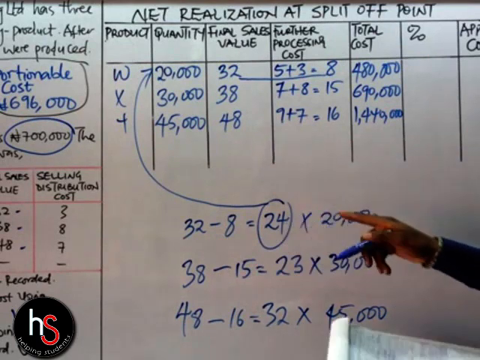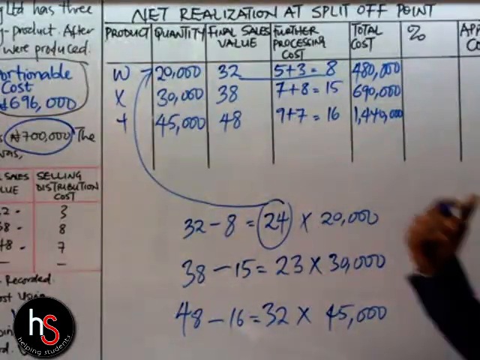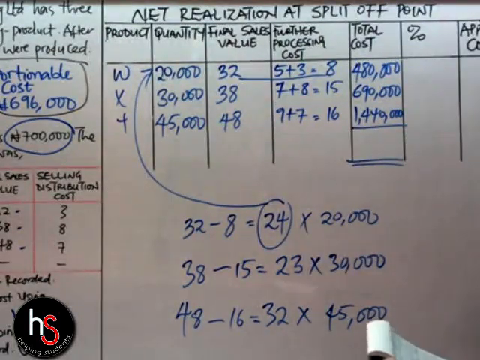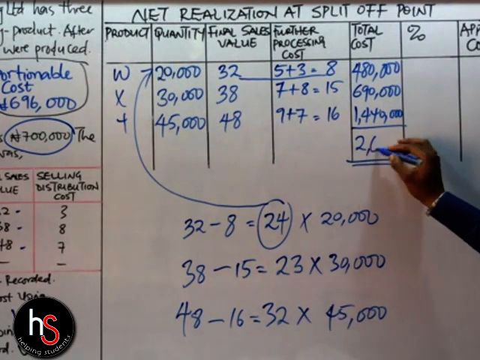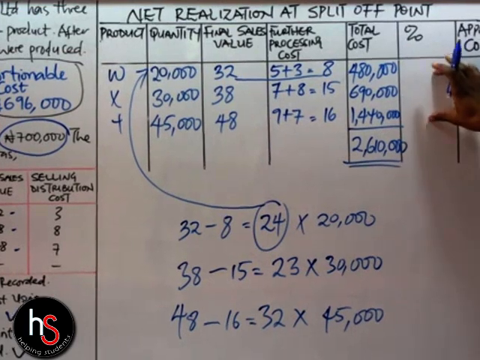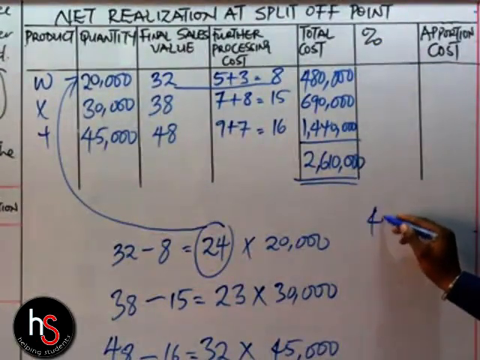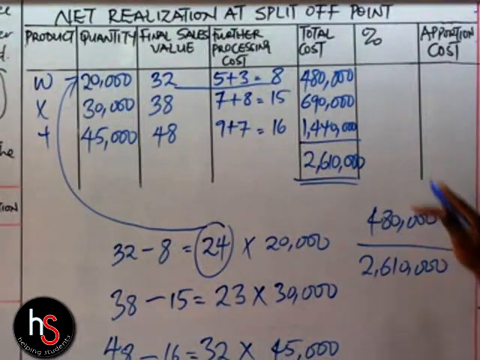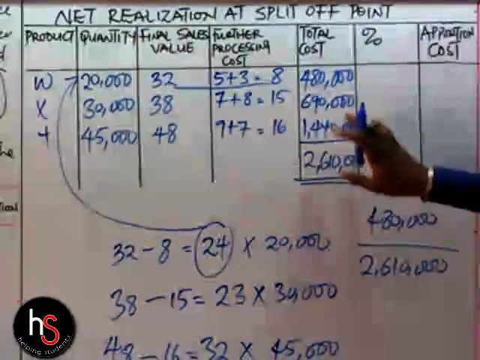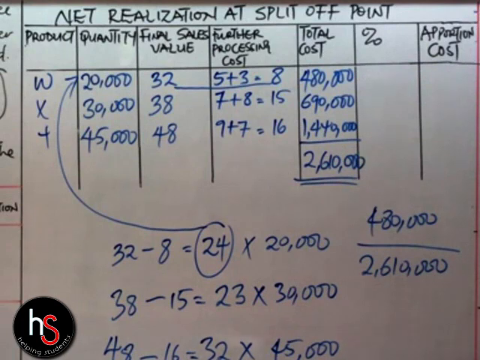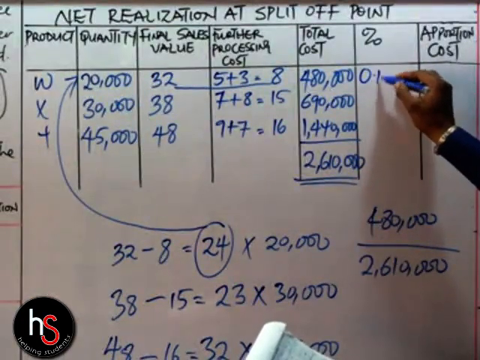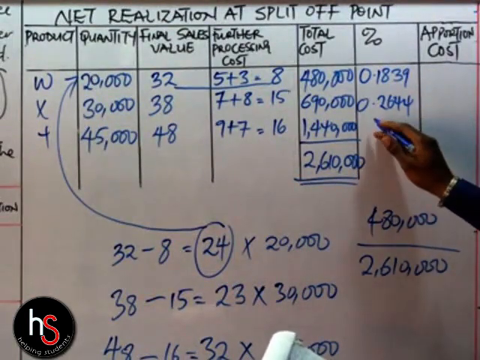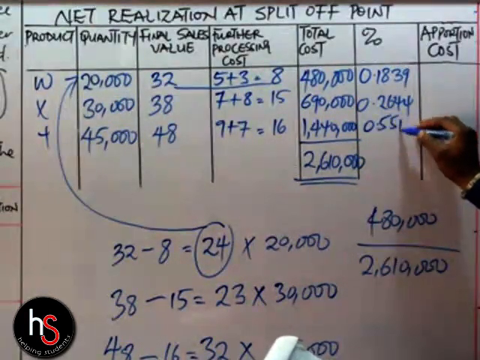32 minus 8 is equal to 24. Then 24 times 20,000 gives us the value. So we get the summation, and everything we have here gives us 2,610,000. So we'll now come over to the proportion cost, where we say 480,000 divided by 2,610,000. That gives us the value for W. We do the same, we get the value for X, and we do the same, we get the value for Y. So here we have 0.1839, here we have 0.2644, and this other one we have 0.5517.